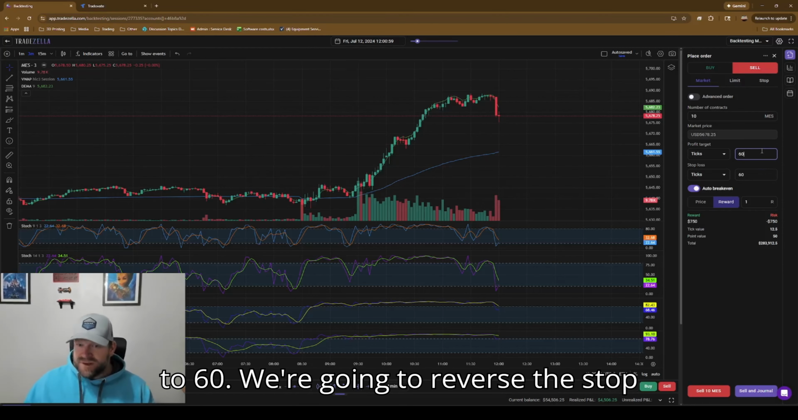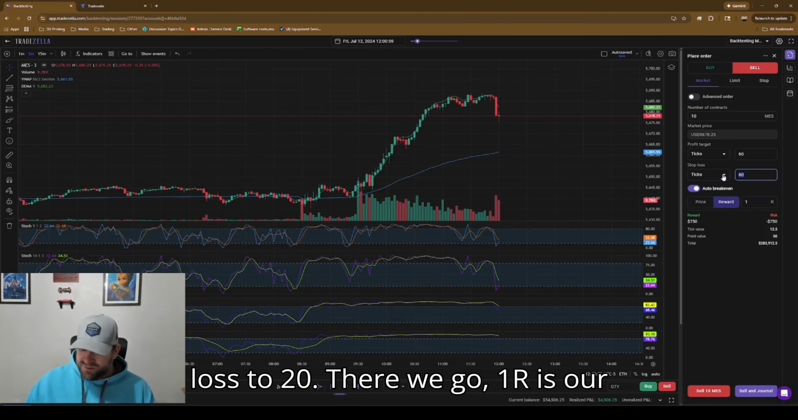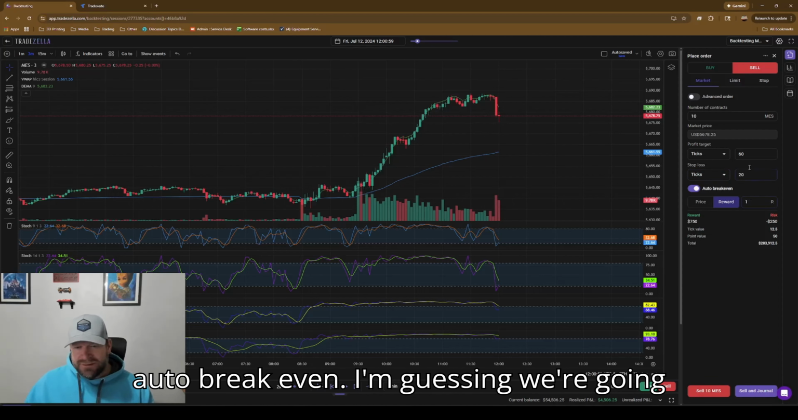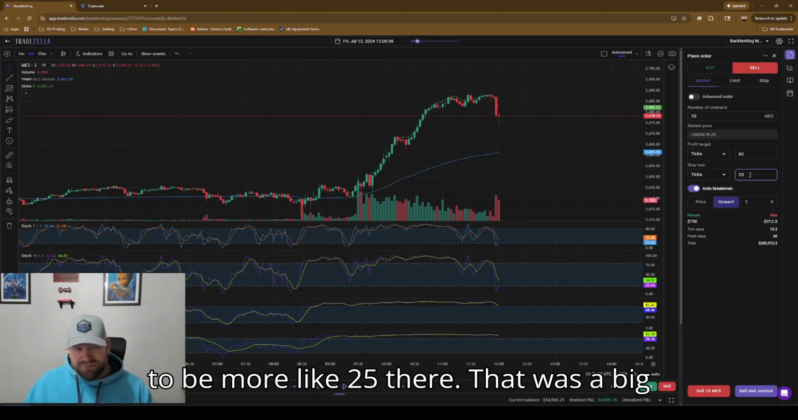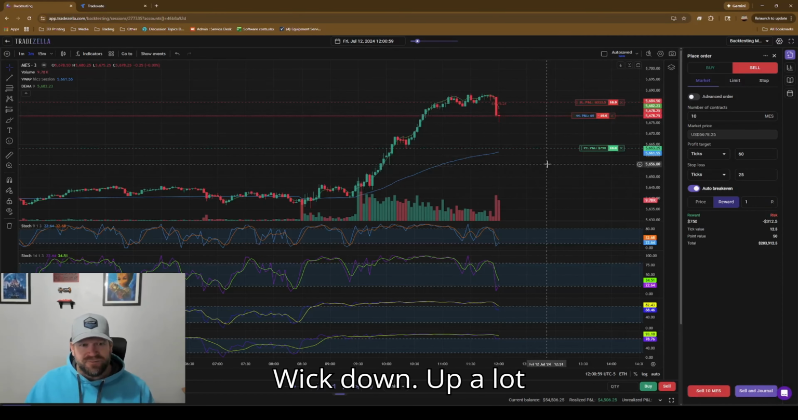Let's take this up to 60. We're going to reverse the stop loss to 20. There we go. 1R is our auto break even. I'm guessing we're going to be more like 25 there. That was a big wick down. A lot more than that.